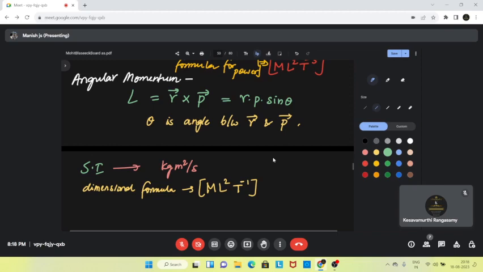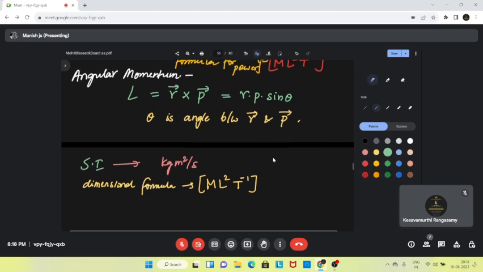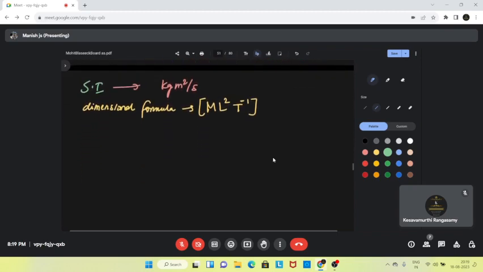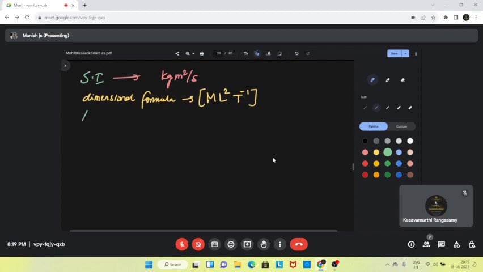Okay, simple. So now after this, we will see what are the relations between different physical quantities that we have learnt in this chapter. So what is the relation between torque and angular momentum? Can we establish a relationship? So we are going to see. Okay, so next we will see the relationships. So relation between torque tau and angular momentum L. So there is a relation, very important.